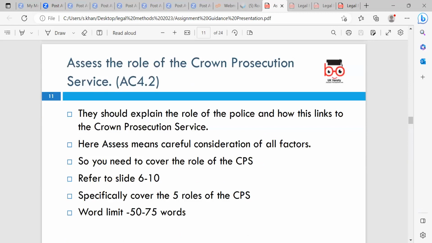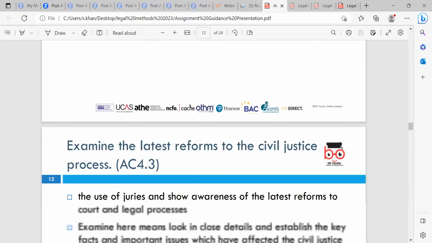Assess the role of the Crown Prosecution Service, AC 4.2. Here you should explain the role of the police and how it links with the CPS. Here, assess means careful consideration of all factors. You should cover the role of the CPS and refer to slides 6 to 10. Specifically cover the 5 roles of the CPS. And the word limit is 50 to 75 words.